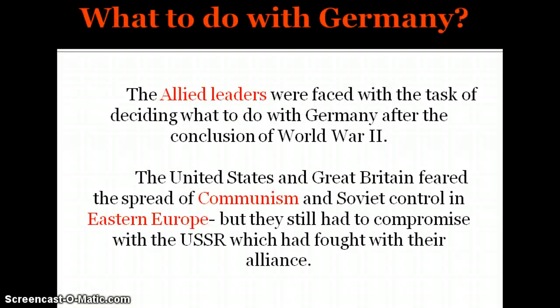The Allied leaders were faced with the task of deciding what to do with Germany after the conclusion of World War II. The United States and Great Britain feared the spread of communism and Soviet control in Eastern Europe. But they still had to compromise with the Soviet Union, which had fought with their alliance throughout the war.